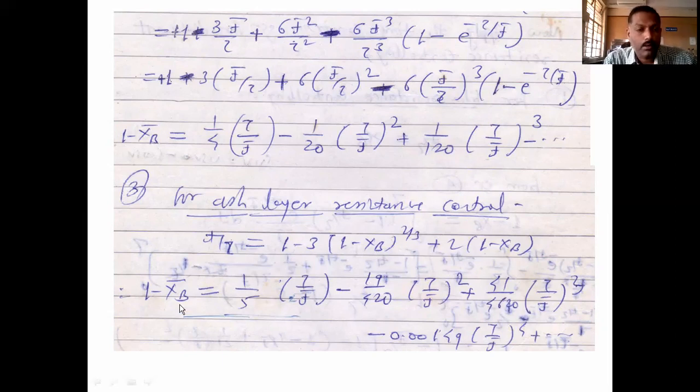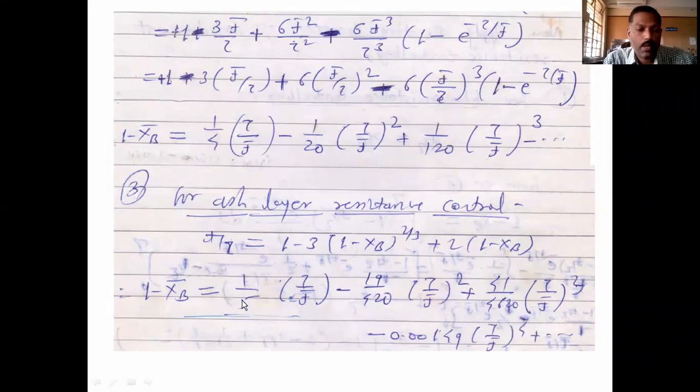Then we get xb bar, the mean conversion, that is 1 minus xb bar equals 1 upon 5 tau upon t bar minus 19 upon 420 (tau upon t bar)^2 plus 41 upon 4620 (tau upon t bar)^3, minus 0.149 into (tau upon t bar) raised to power 4. Like this we will get. At least up to the square term you must remember.